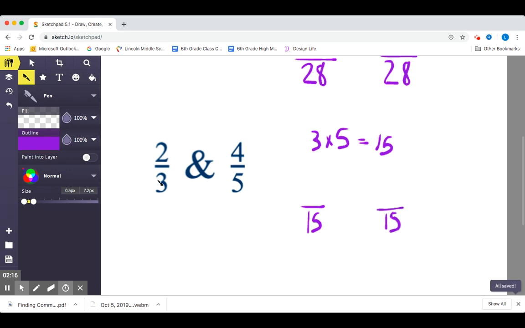Then going back to my original fraction, I know this one's going to be times 5. So I'm going to multiply by 5 on top, which gives me 10 for my new numerator on this one. And then going to my second fraction, I'm going to multiply by 3. So I'm going to multiply by 3 on top for my new numerator, which is going to give me 12. So then again, I would be all ready to go to add or subtract those.